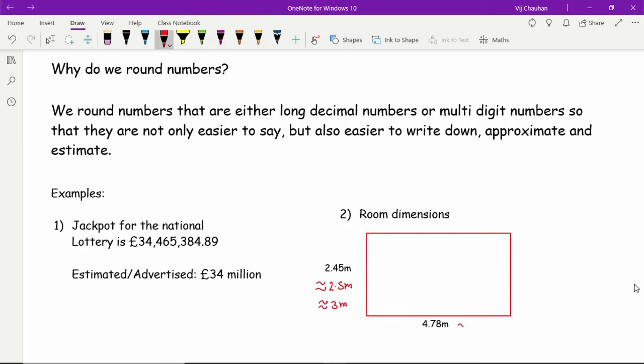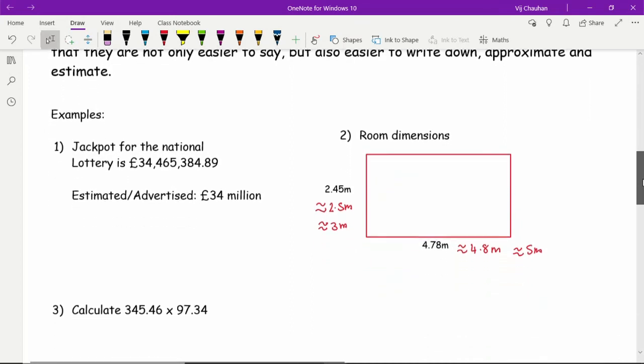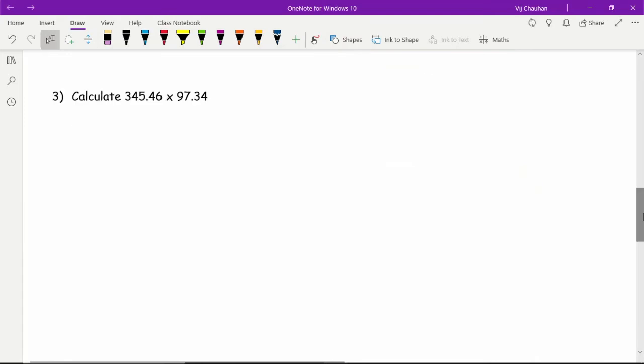For the length of this room, I could approximate it as being 4.8 meters, or I could even approximate it as being 5 meters. So there are different forms, and again, the main reason why we round numbers is to make it easier for us to say and easier to work with, because in maths, the more digits you're using in a number, the more chance you have of making a mistake. So although it's not going to be accurate, it's certainly going to make it easier to get a ballpark. And likewise, when you're doing any mathematical calculations, you might want to estimate the answer. So rather than using 445.46, you might want to just use 445.